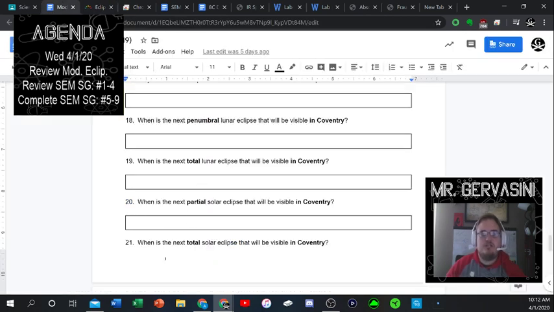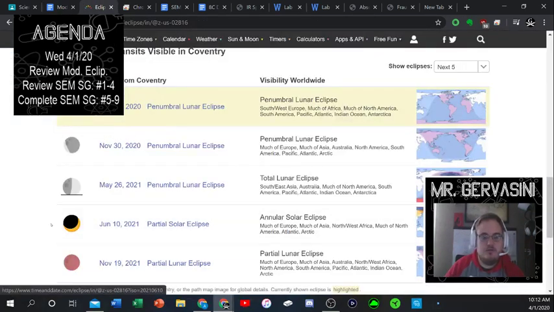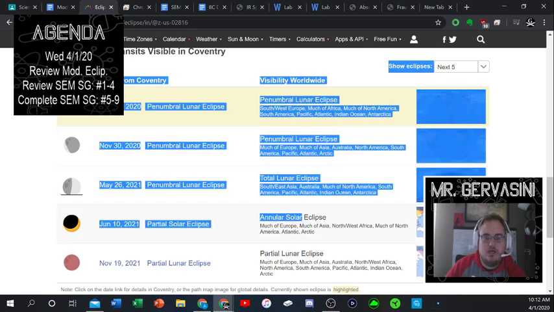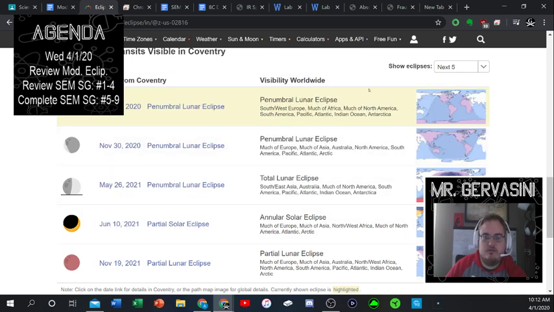The next one, when is the next partial solar eclipse? It's right here, partial solar eclipse. I think some people were looking over here, visibility worldwide. I'm not interested in visibility worldwide. Just like that eclipse that we saw earlier, it looks like a total solar eclipse only if you're in that tiny, tiny, tiny red line within the orange pathway of the moon's umbra.